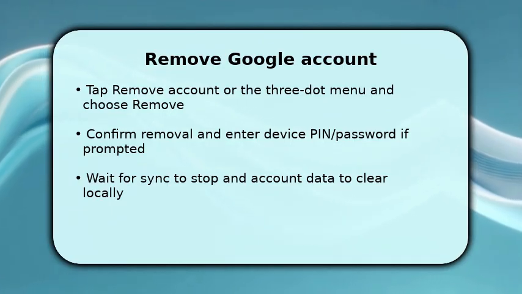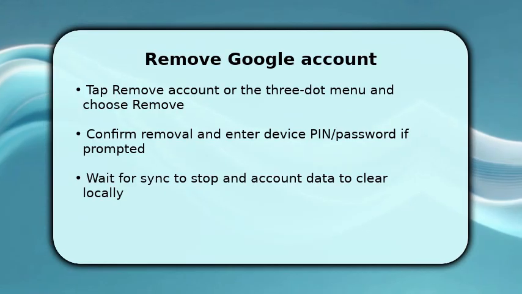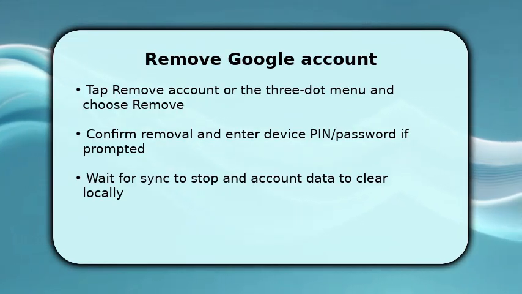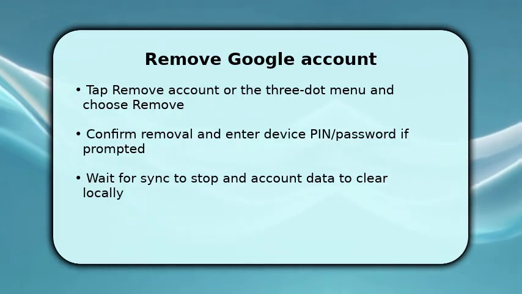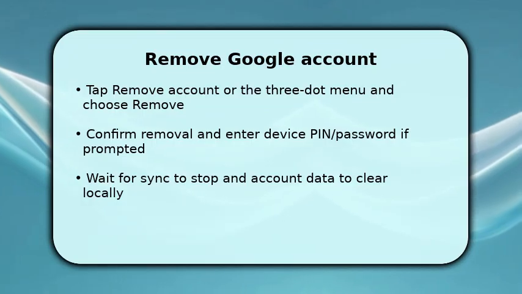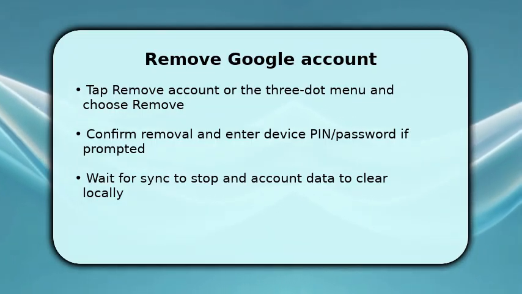The phone will stop syncing Gmail, contacts, and Play Store data for that account. That's normal because tokens are revoked locally. Make sure you wait until the process completes. You'll notice the account disappearing from the list, and Gmail may show a generic welcome screen when finished.